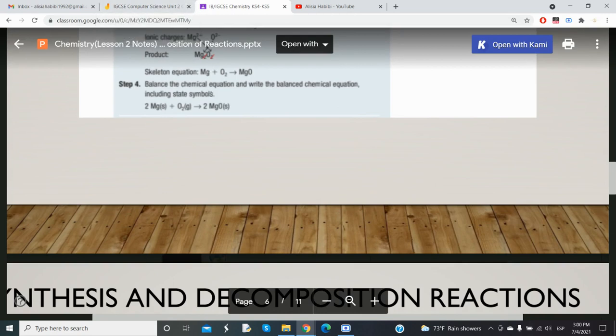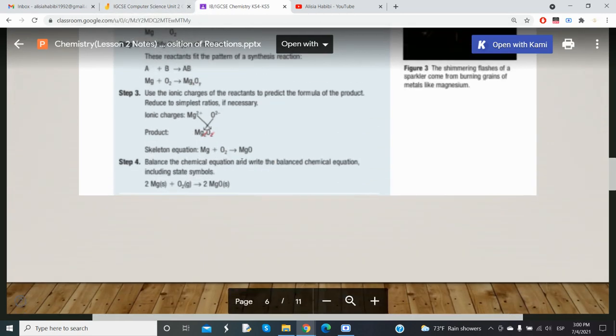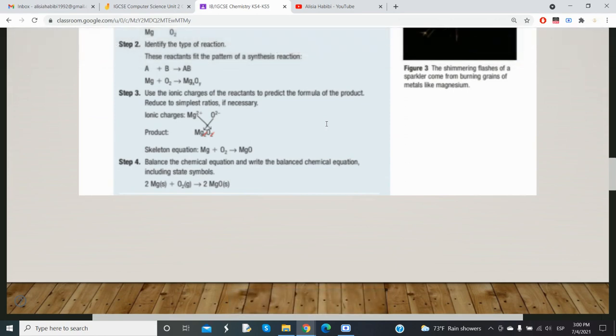Whenever we create a synthesis reaction, we have to consider the fact that we must balance the equation. After all, a synthesis reaction is where we have reactants reacting together to produce a product. So we also have to balance that chemical equation.